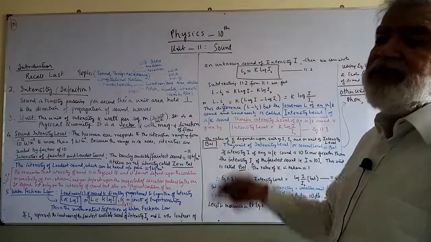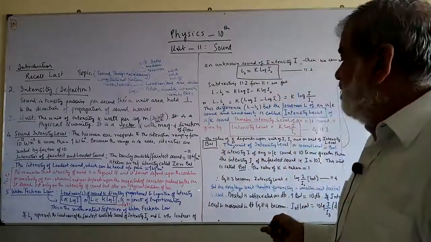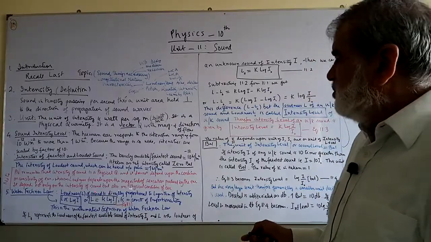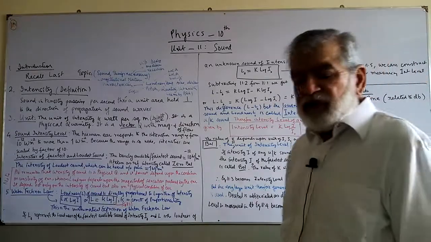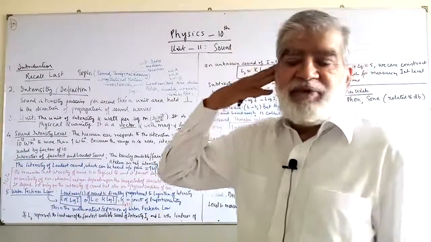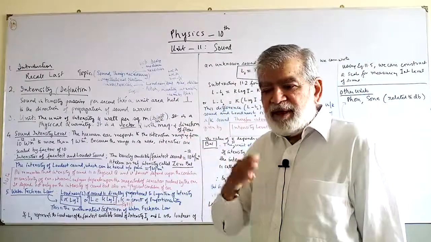Now when you say something is very loud, it is a sensation that has been produced in the ear. It depends not only on the intensity of sound but also on the physical condition of ear. So when you say something is very loud, it is the intensity of sound which is coming into the ear and striking the eardrum and making it move.